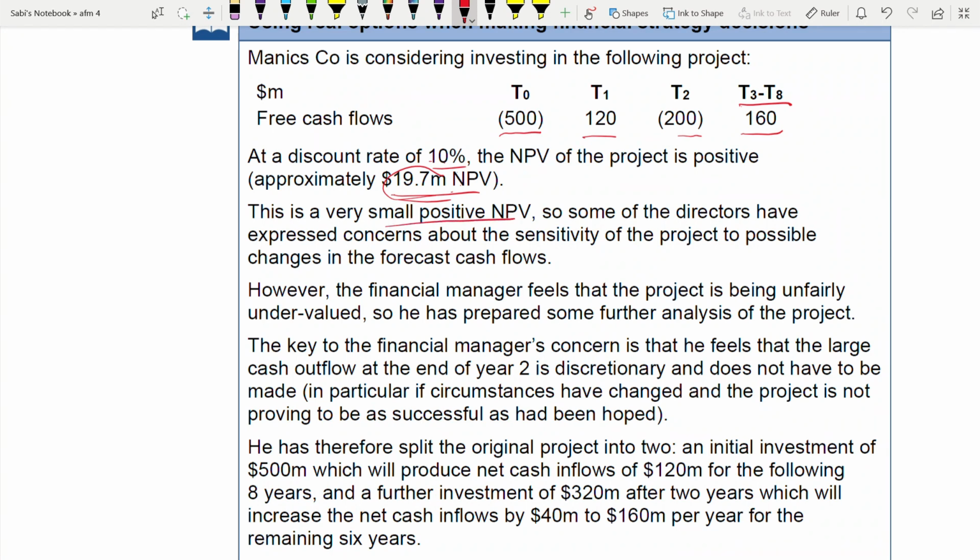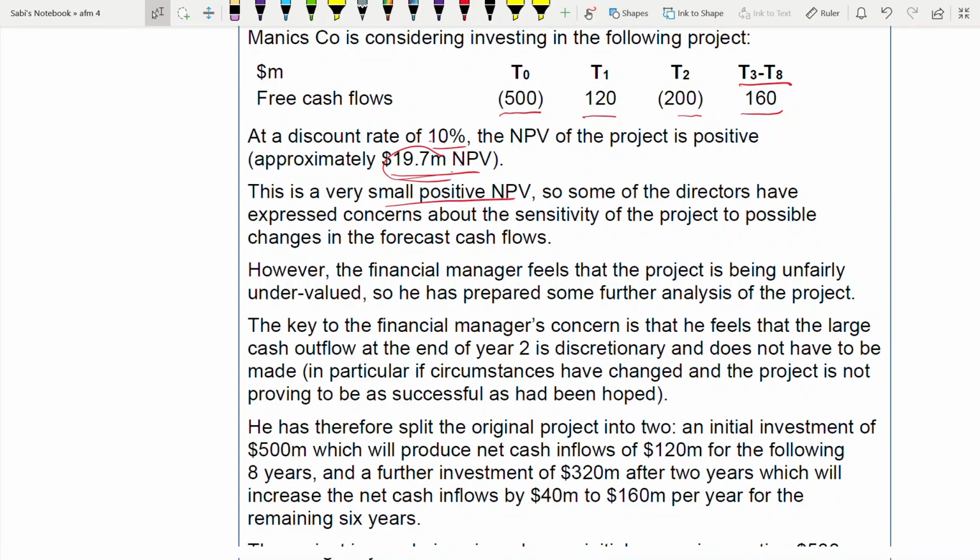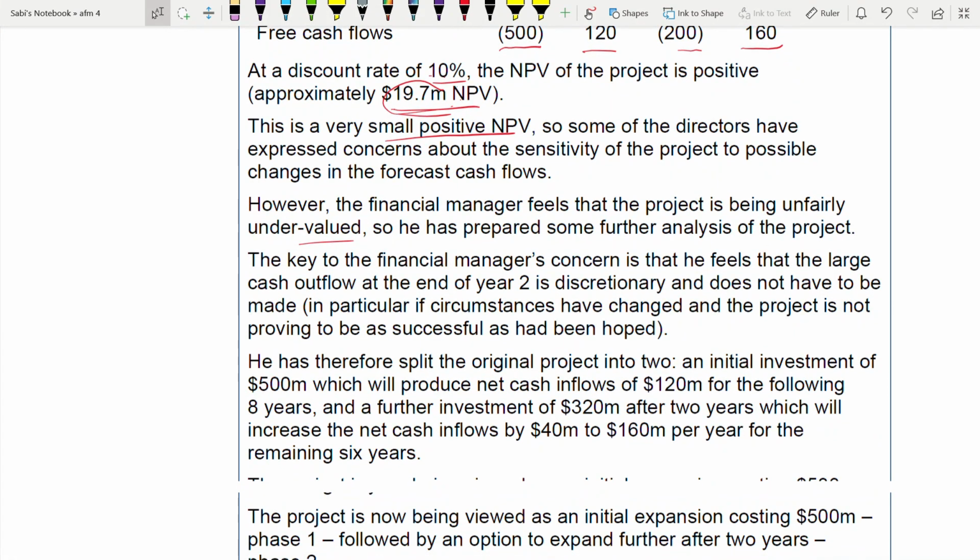Okay, so now the financial manager feels that this project is undervalued. Okay, so now they feel that the large cash outflow at the end of year 2 is discretionary and does not have to be made, if circumstances have changed and the project is not proving to be as successful as had been hoped.